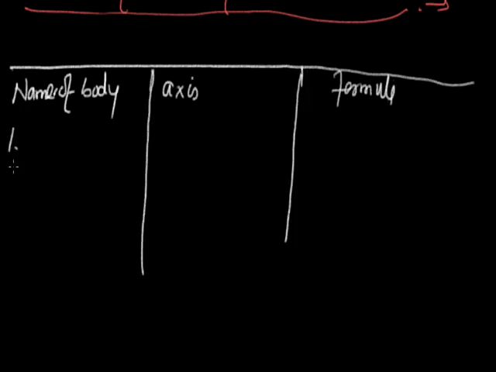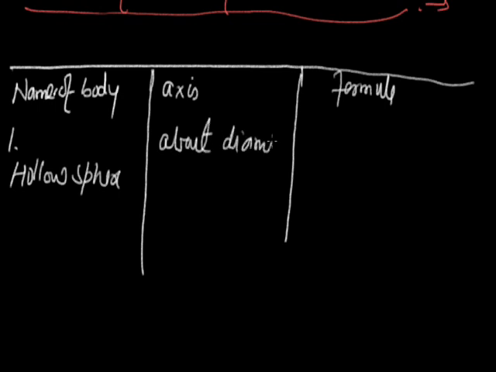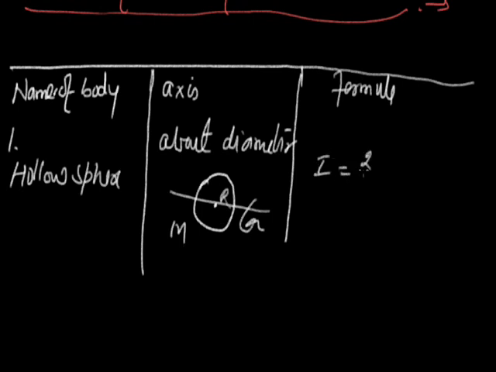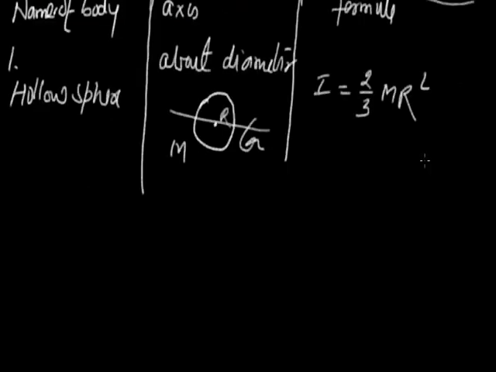Number one is a hollow sphere, about the diameter. It is a hollow sphere moving about this axis, the diameter. Its radius is r and mass is m, and I will be 2 by 3 mr square.